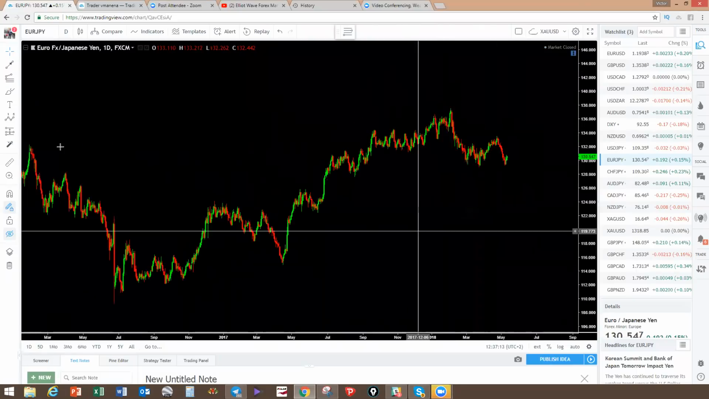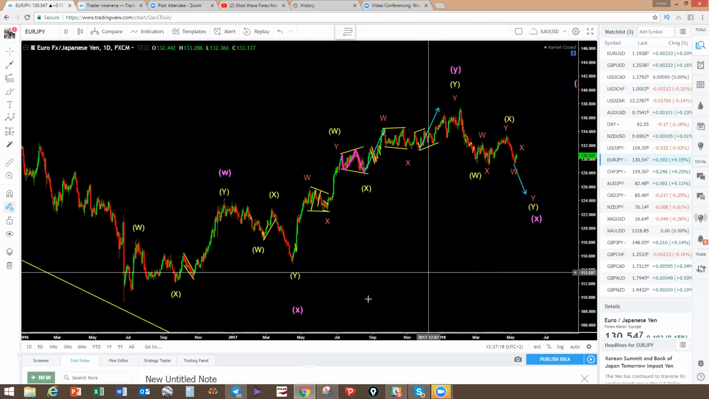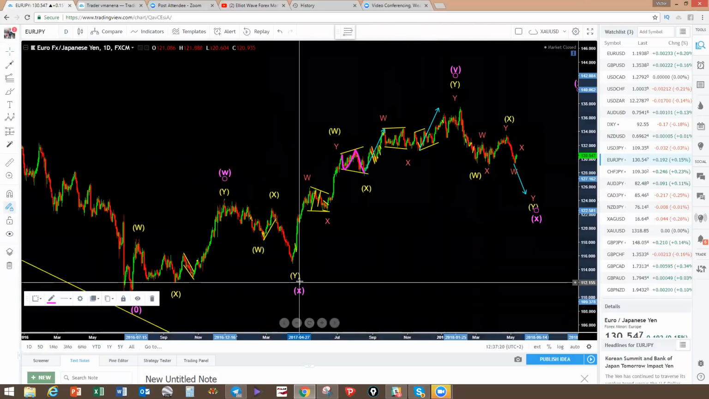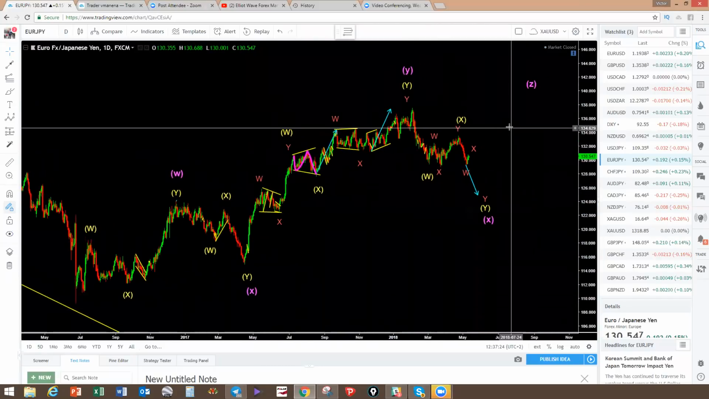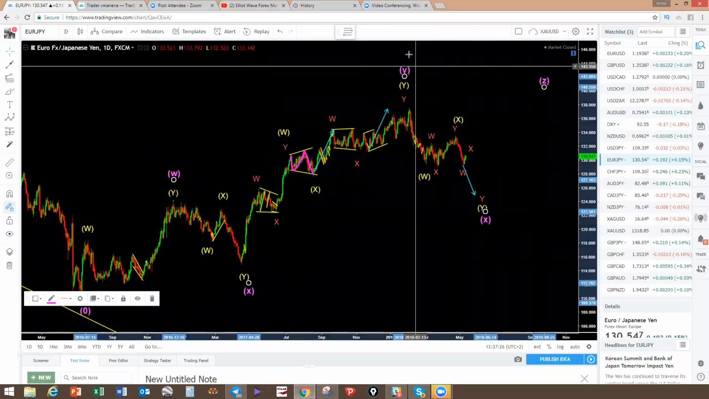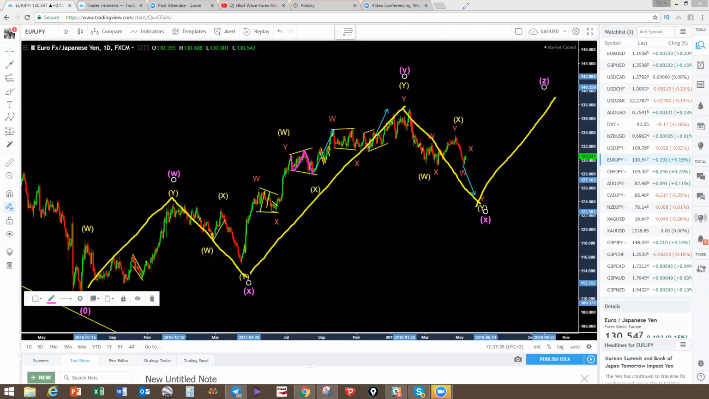Okay, so if we're looking on the daily, and this is my count over there, most probably very different to what most of you have. I'm looking at a WXYZ. That is my structure. 1, 2, there, there, there, and then I've got 3 waves in between here on the Y, which is what we expect.